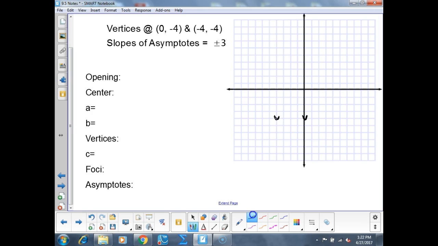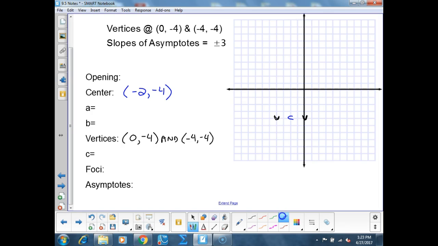If you haven't realized yet that the center is the midpoint of the vertices in an ellipse or a hyperbola, you might want to write that down. So the center is the midpoint between those two. So we know that the vertices here are 0 comma negative 4 and negative 4 comma negative 4. And we just found then that the center, because it's the midpoint, is at negative 2 comma negative 4.